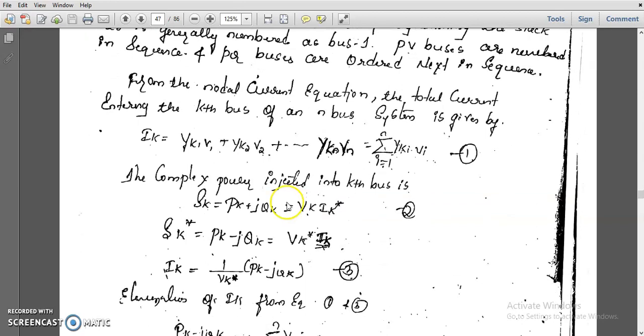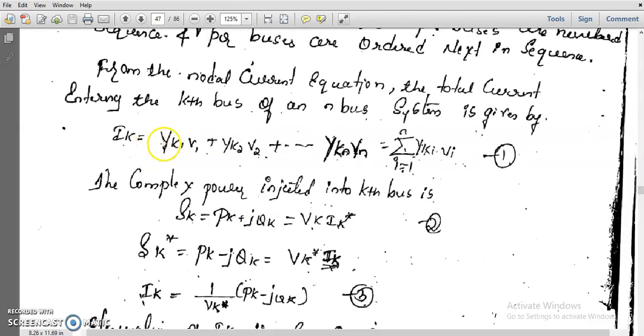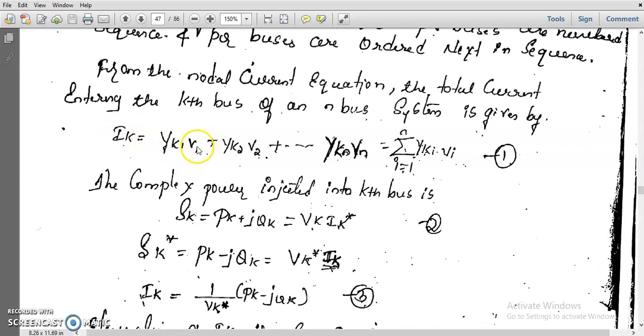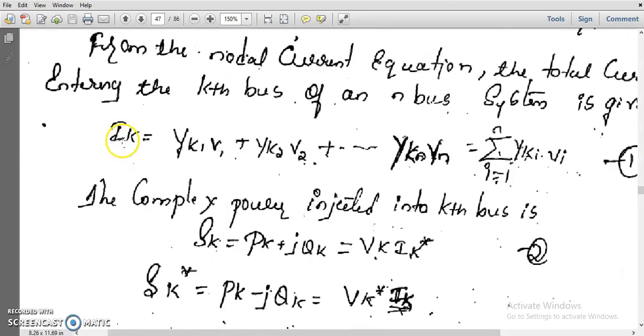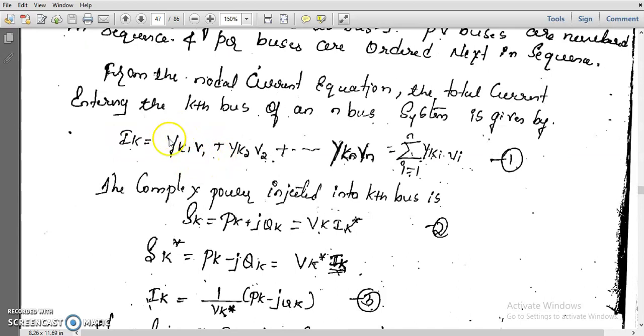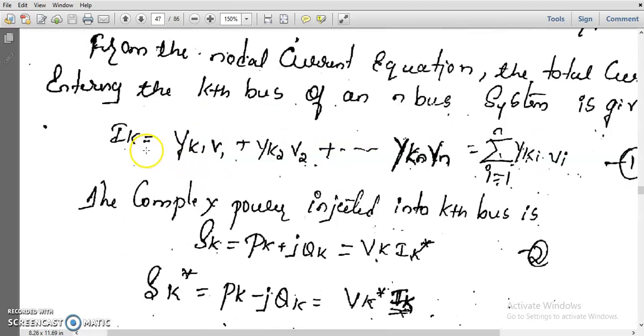Now, as you know, current can be written in terms of admittance and voltage. Starting with the performance equation, we take I equals Y into V. Here the voltage will be for different buses; it won't be a particular V, it will be V1, V2, and so on. Therefore the total current at the kth bus is I equals Yk, the general formula, where k is the kth bus. So Ik equals Yk1 V1 plus Yk2 V2, and so on, up to Ykn Vn.